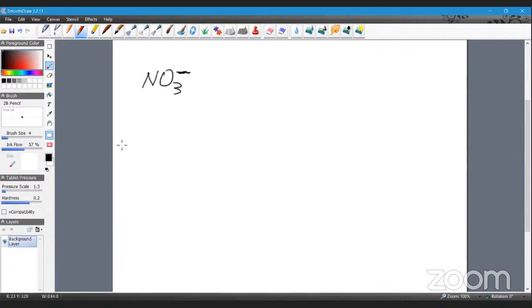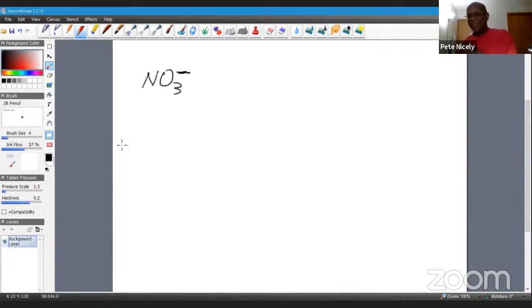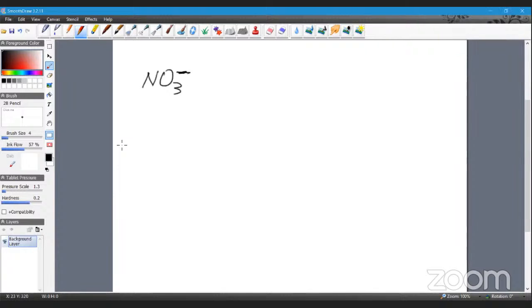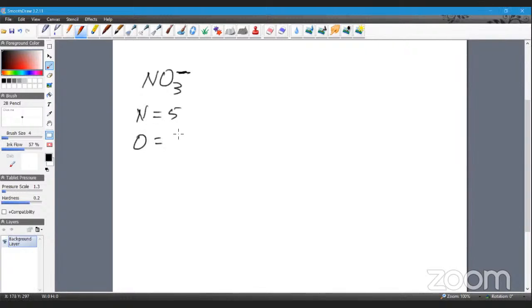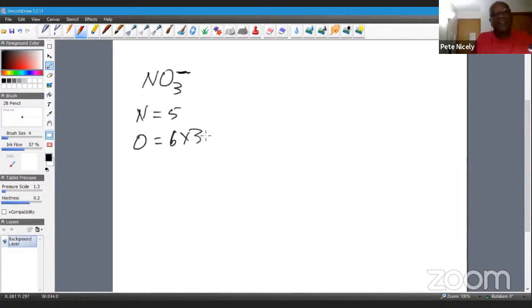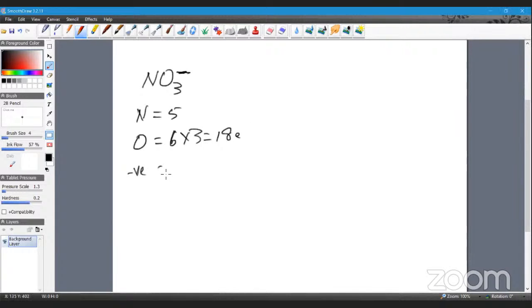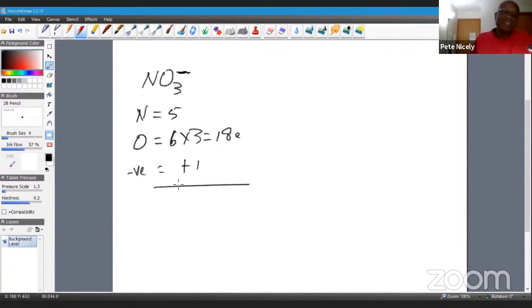The valence electrons for nitrogen, and that's how many? 5. Okay, so nitrogen will contribute 5. And what about each oxygen? 6 times 3 equals 18. And what about the negative charge? Plus 1, exactly. So this gives a grand total of 18 plus 5, 23 plus 1, 24 electrons, which is equal to 12 pairs. All right. So nitrogen in the middle, surrounded by the oxygens.